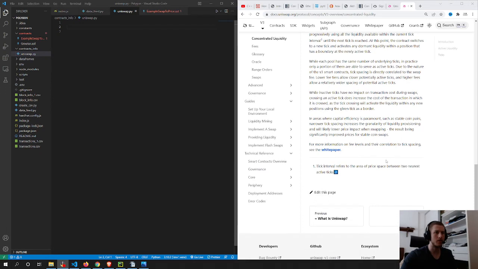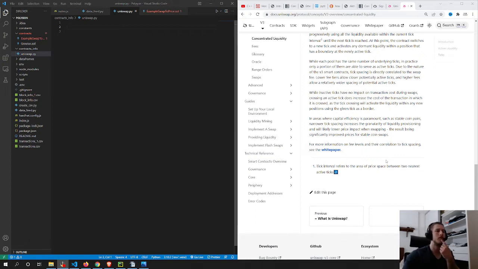In areas where capital efficiency is paramount, such as stablecoin pairs, narrower tick spacing increases the granularity of liquidity provisioning and will likely lower price impact when swapping. The result being significantly improved prices for stablecoin swaps.